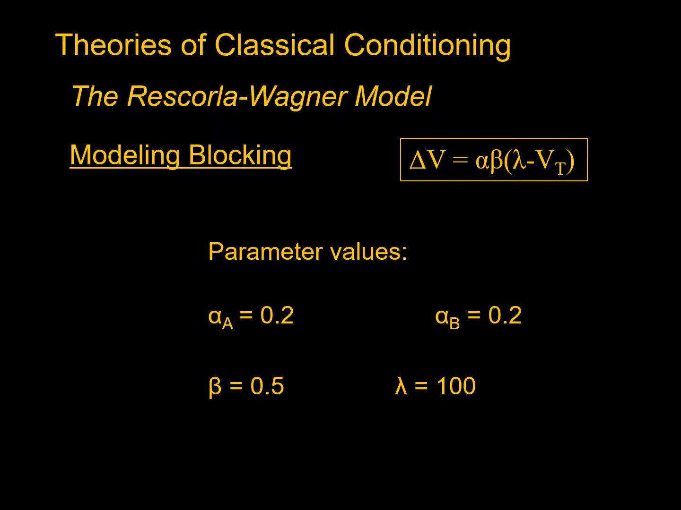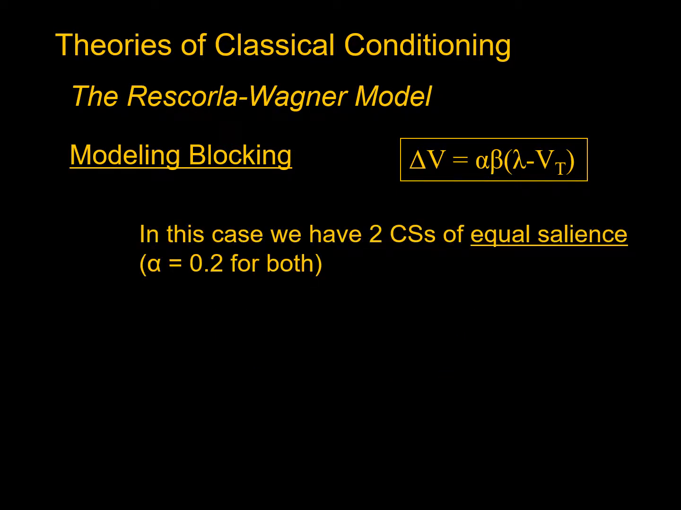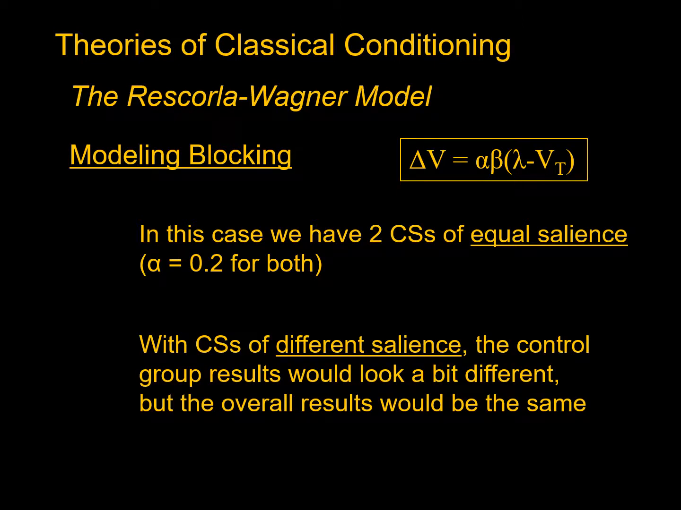So here, again, we're going to model it as if both CSs were equally salient. Now, if they were not equally salient, that would not cause us a huge problem. What I'm going to go through first is just modeling a couple trials of the control group. That would look a little bit different if we used CSs of different salience, because we'd see the two CSs acquiring strength at different rates. But the overall point of the demonstration of blocking would not be affected by that.